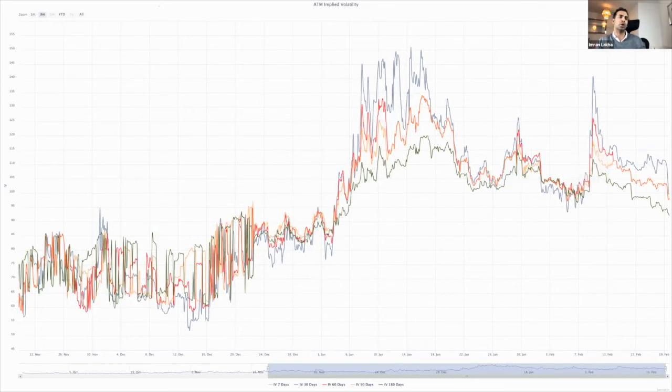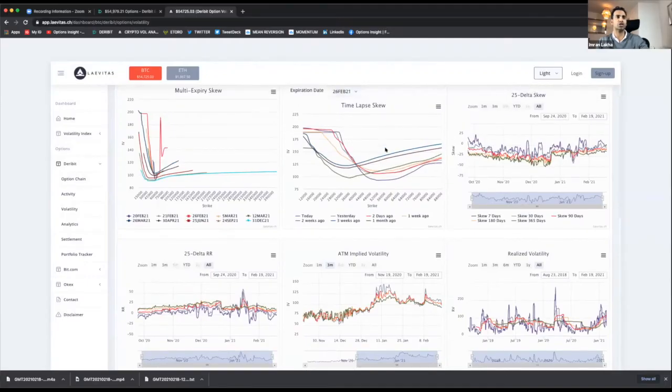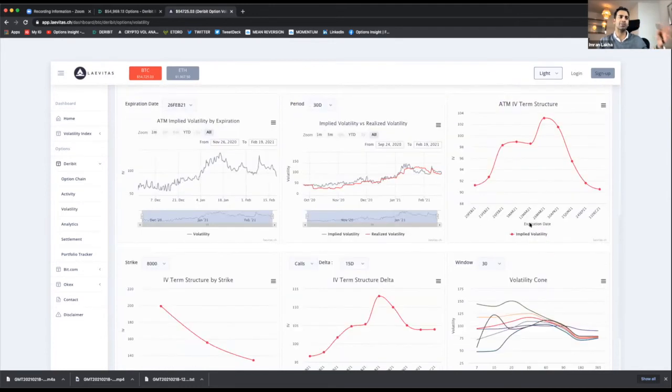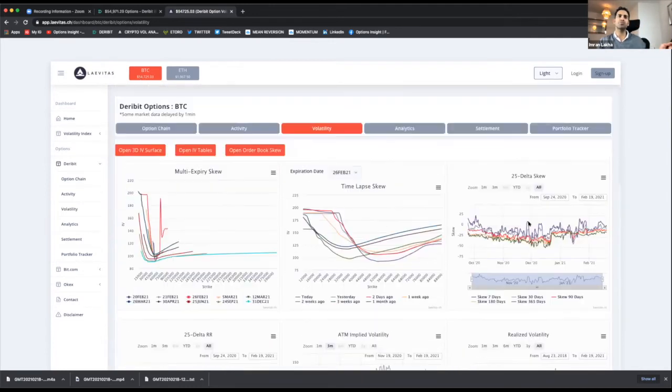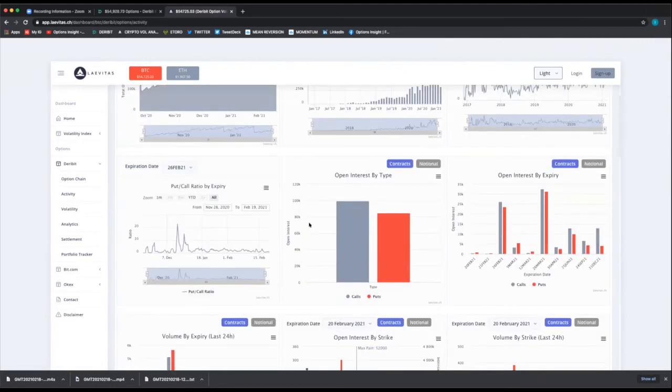So it's a really good website that I use a lot. It's also got things like skew, which I'm not going to go into explaining. It's got term structure, which is the price of different maturity options relative to each other. So it's got a hell of a lot of data. But other than just the volatility data, it's also got activity data, which is very powerful. It tells you where the action is. What strikes are people buying? What maturities are people buying? Where is the interest?